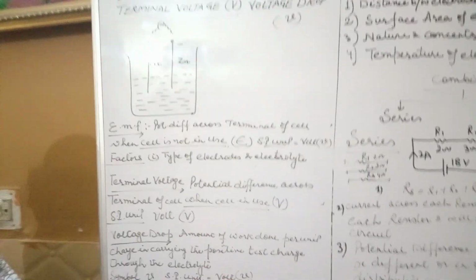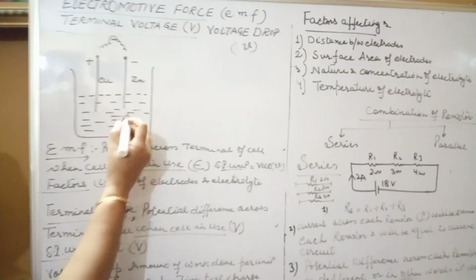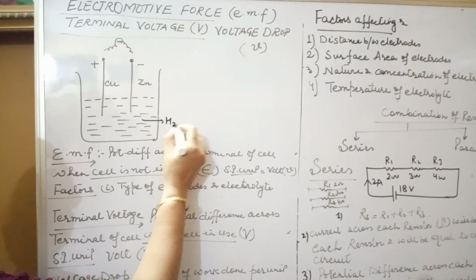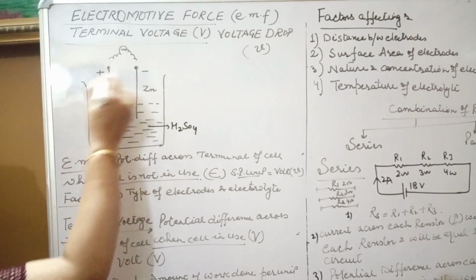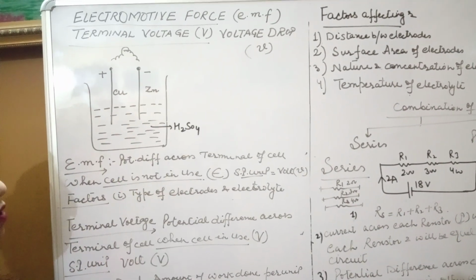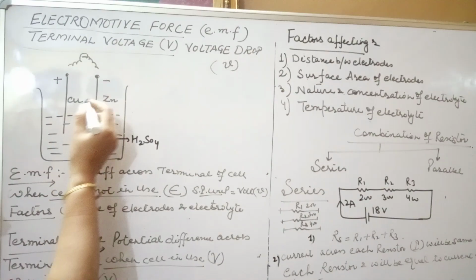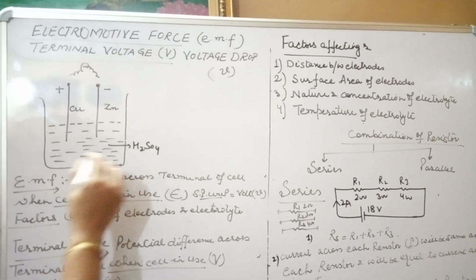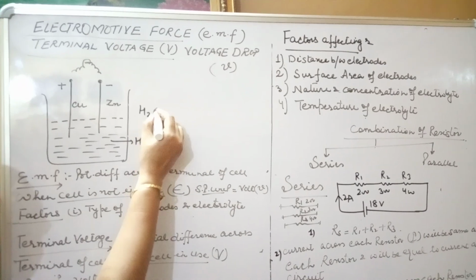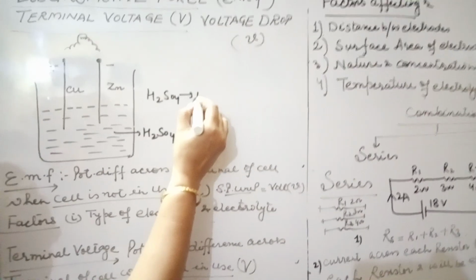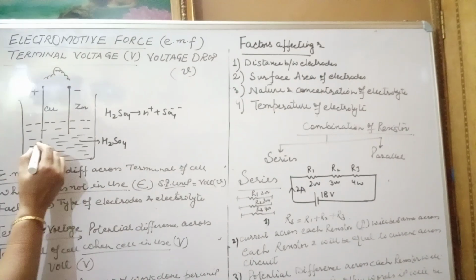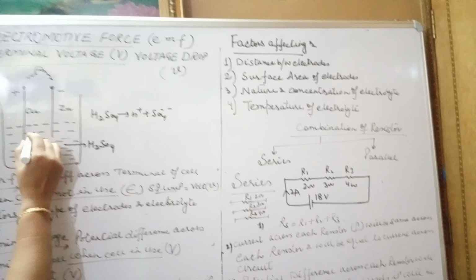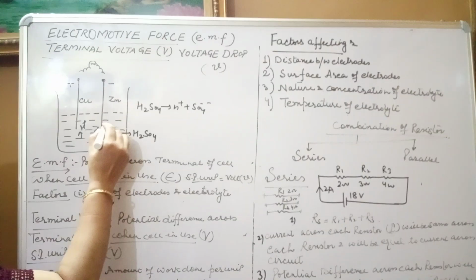You know what's inside the cell. There is one electrolyte, I just consider that it is H2SO4, and two rods. One is the anode, the other is the cathode. Here they are zinc and copper. Firstly there is no cathode or anode. Firstly this electrolyte will dissociate into ions as H plus and SO4 ions. One ion migrates towards one rod, the other ion migrates towards the other rod.